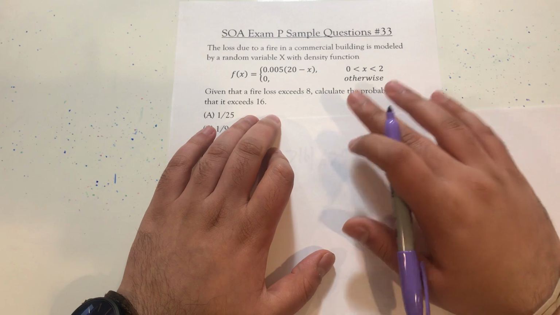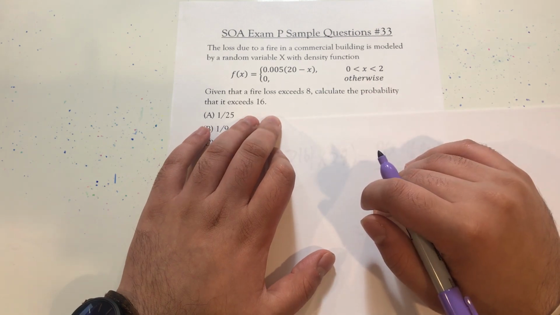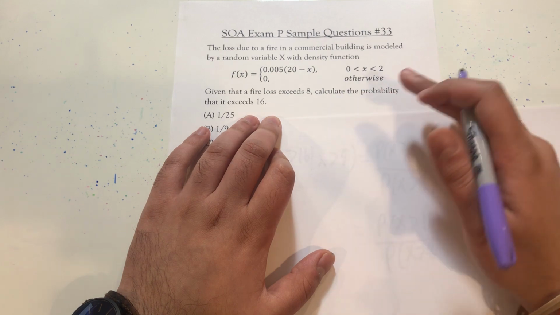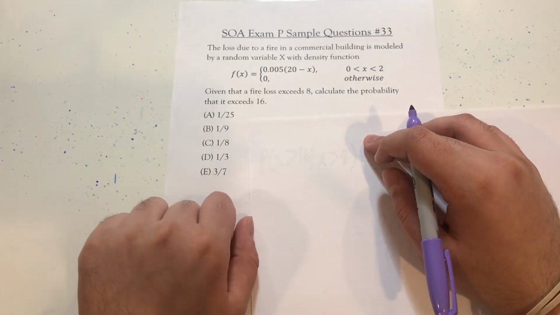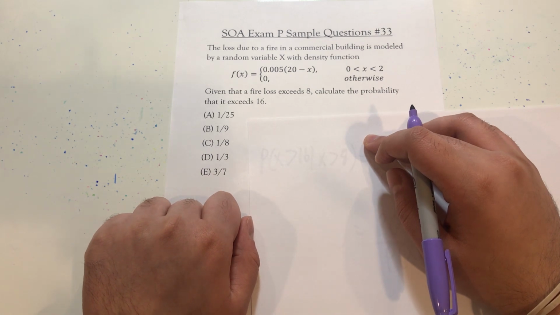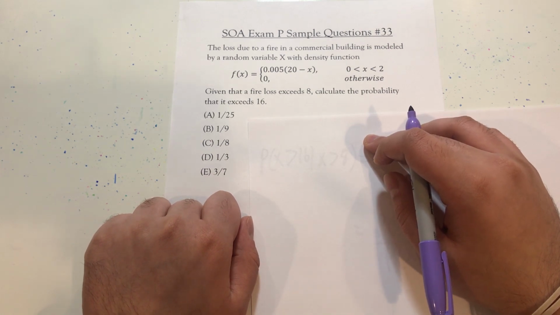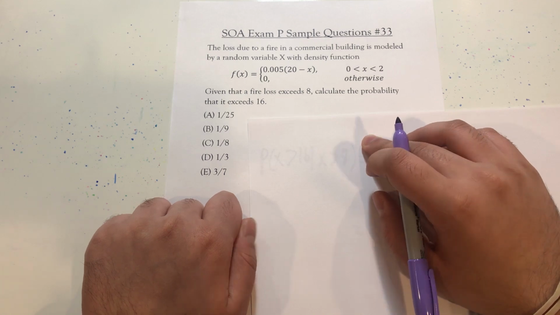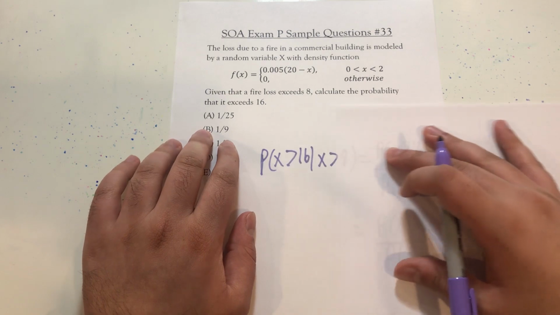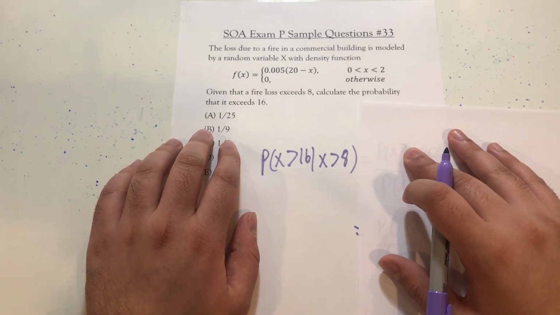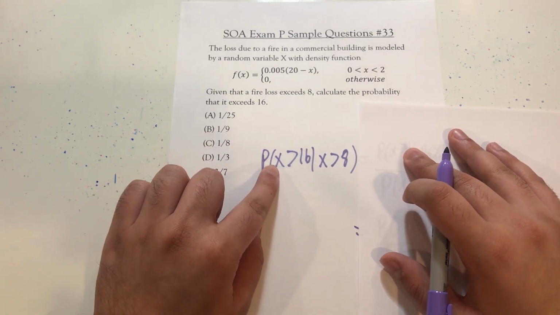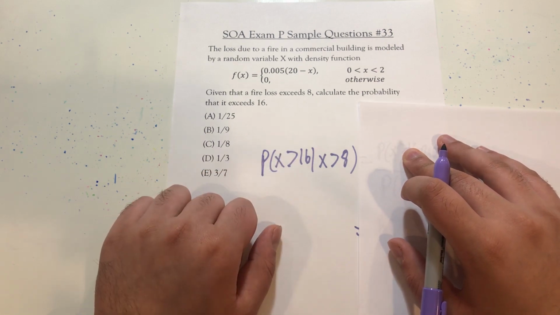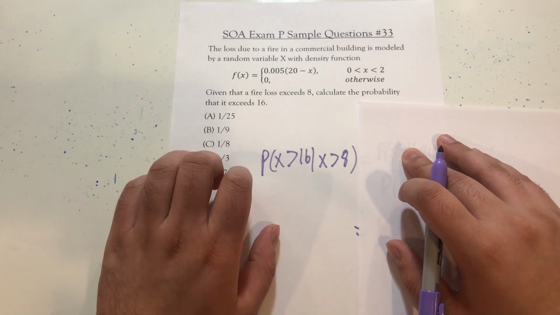Not a big deal. So the question reads, the loss due to a fire in a commercial building is modeled by a random variable X with the density function given here. Given that a fire loss exceeds 8, calculate the probability that it exceeds 16. All right, so what is it asking us? It's basically a conditional probability where X is our loss. So the probability that X is greater than 16 given that X is greater than 8.